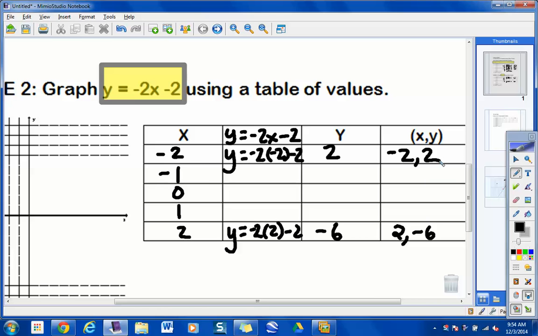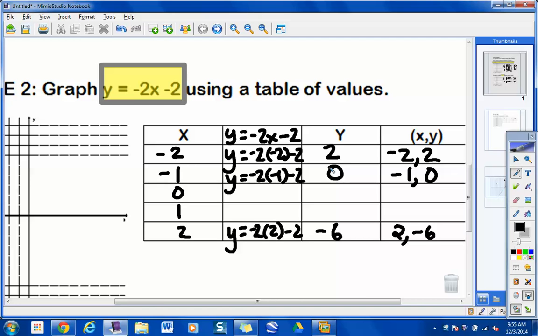All right, how about the second row? Anybody get the point for -1's input? -1 comma 0, I'm hearing. Let's confirm that. Okay, so I'm going to go y equals, into my function, -2, input your -1 for x, minus 2. All right, so help me. Product -2 times -1 is +2, isn't it? +2 minus 2 more would be 0. So your point would be -1 comma 0.